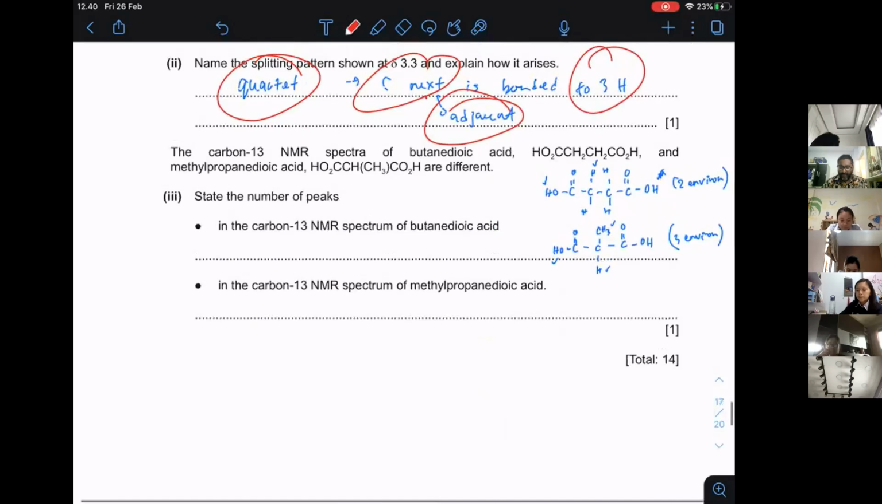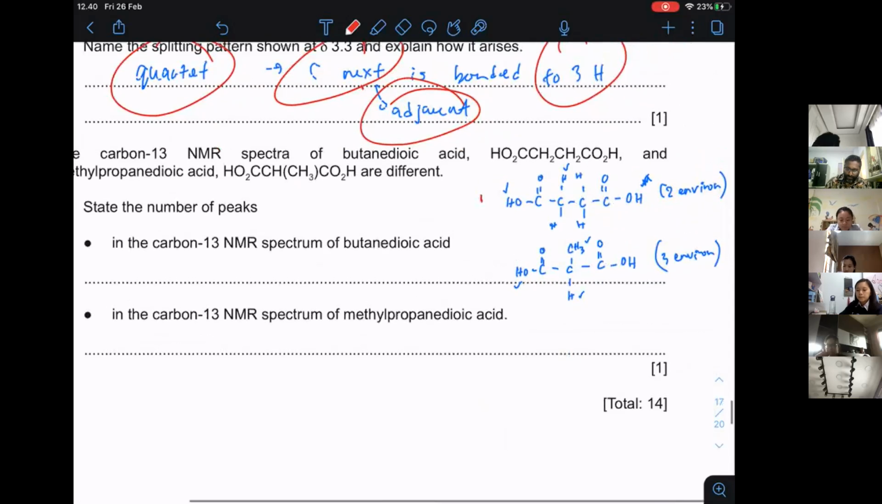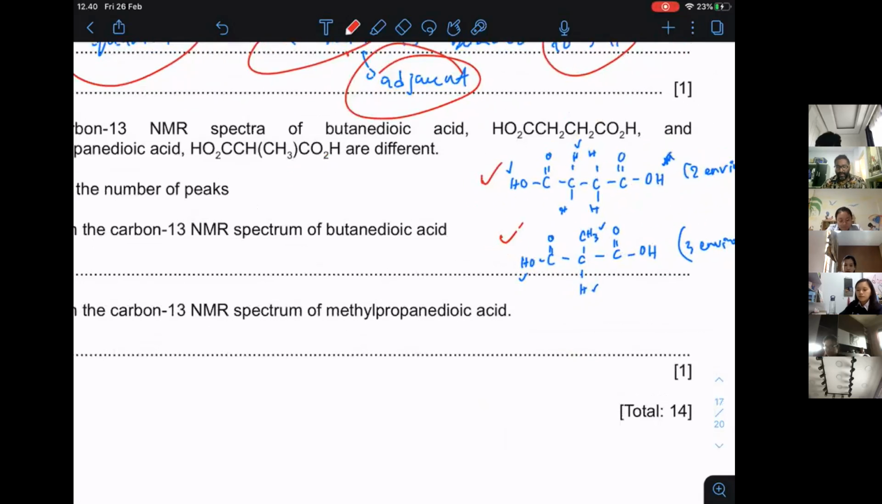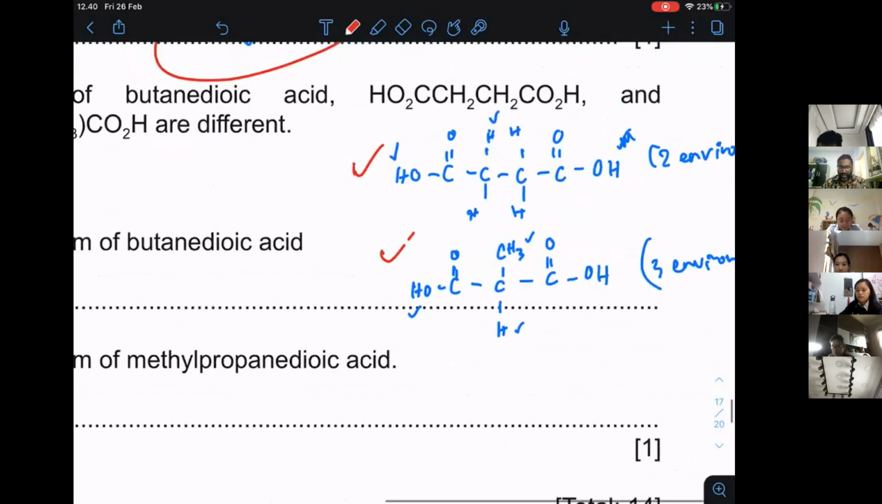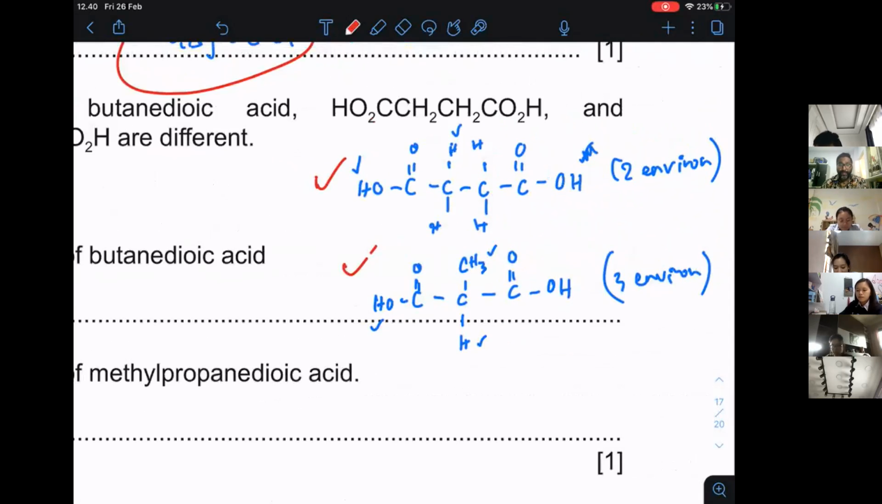Why different numbers of peaks? I wrote the structure, the displayed formula, and then I tried to find out how many different hydrogen environments there are. I know this hydrogen environment is the same as this hydrogen environment, and that this hydrogen environment is the same as the remaining hydrogen environment. So there are 2 environments, so 2 peaks.